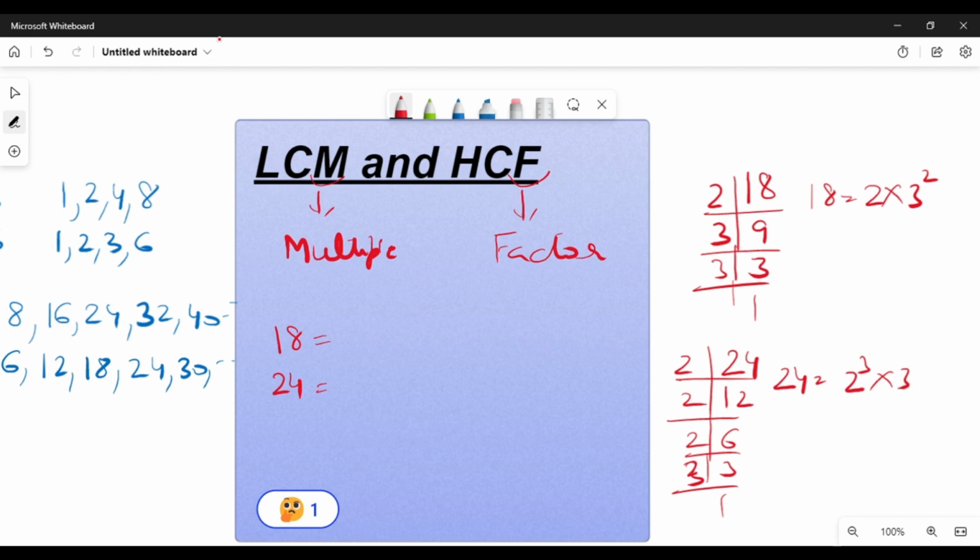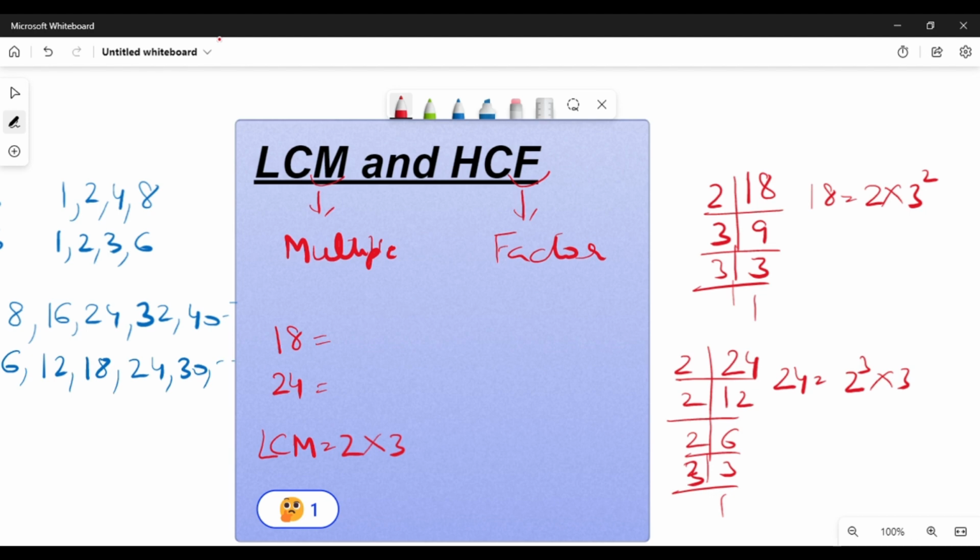Now in order to calculate LCM, what do we have to check? We have to write all the factors which are coming in both the factorizations. All the numbers which are coming in both factorizations: 2 and 3 are coming in both. Here also you are getting 2, 3. So the LCM will be given by, you have to write all the numbers which are coming in the factorization. So you have to write it like this, 2 into 3.